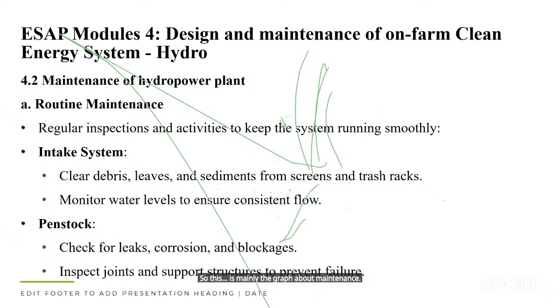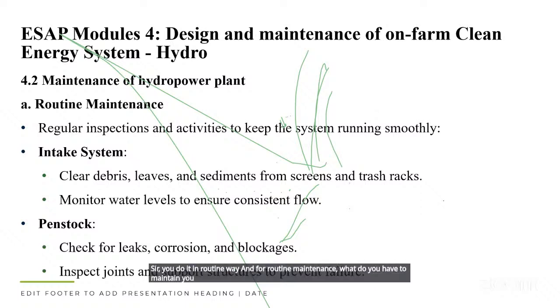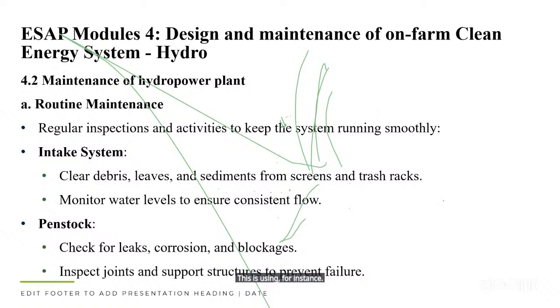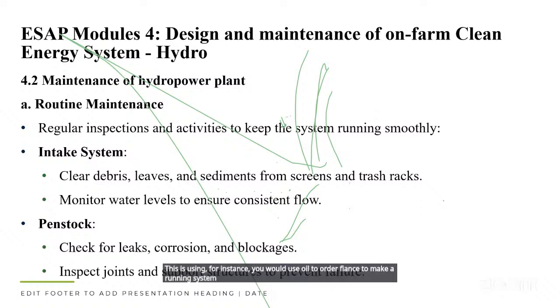So maintenance now of hydropower plant. The first one is routine maintenance. So you do it in a routine way. And for routine maintenance, what do you have to maintain? You have to do regular inspections and activities to keep the system running smoothly. This is using, for instance, oil or lubricant to make the running system run properly.